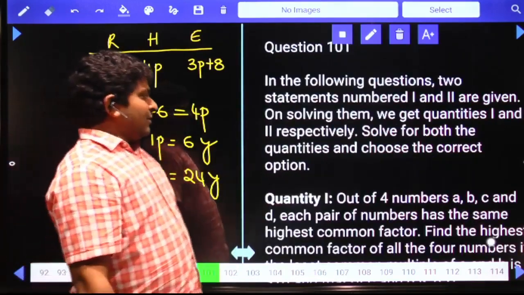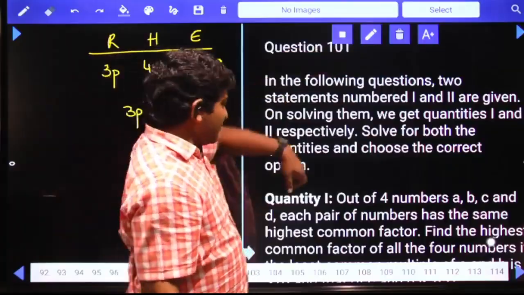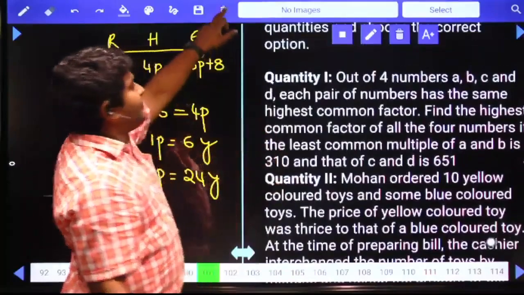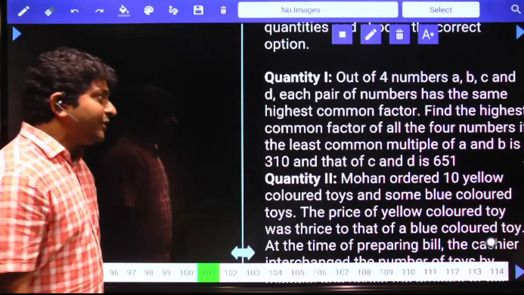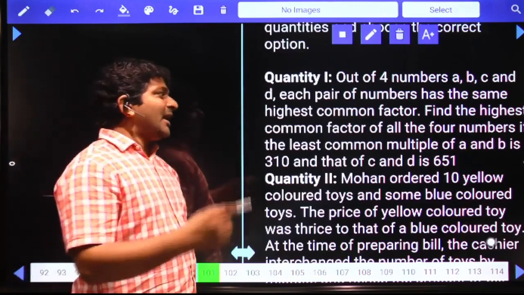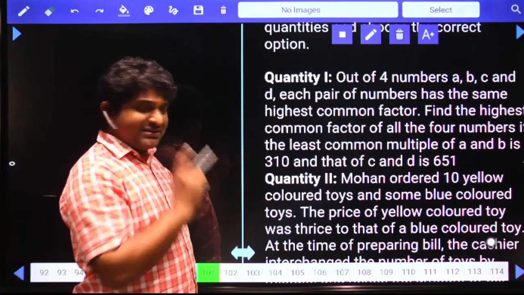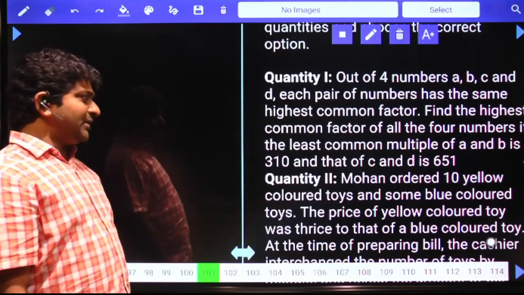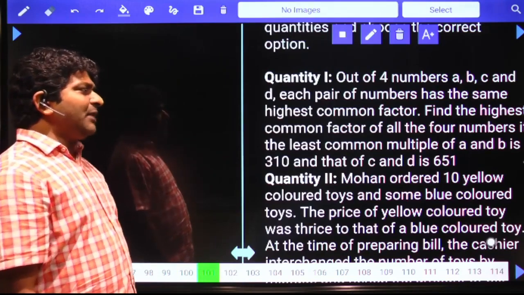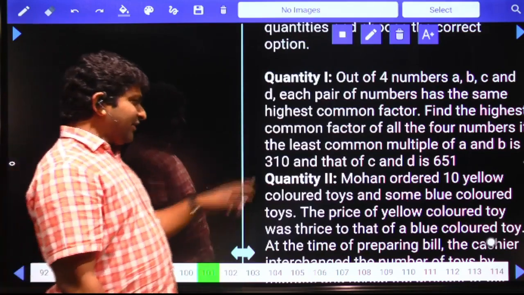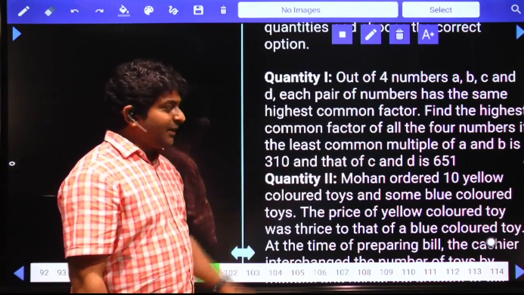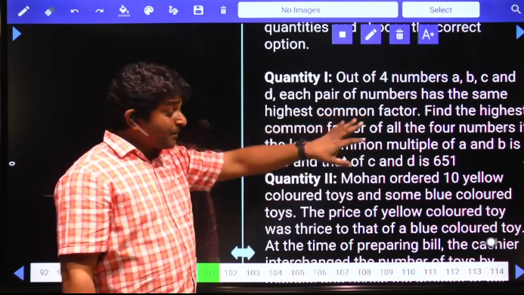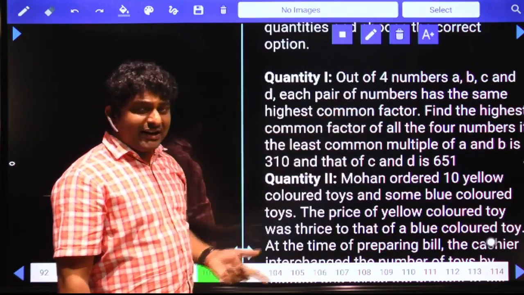Next, solve the quantities and choose the correct answer. Quantity 1 and then quantity 2. Yes, Q1, Q2 we have. Let's see these. Out of 4 numbers A, B, C, D, each pair of numbers has the same highest common factor. HCF is the same. Find the highest common factor of all the 4 numbers if the common multiple of A and B is 310 and that of C and D is 651. AB and then CD, they both have the same HCF, common factor. You are given LCM and then asked to calculate HCF.